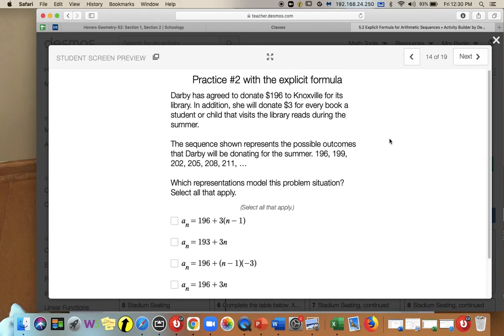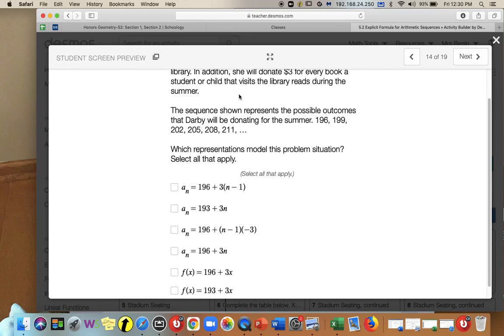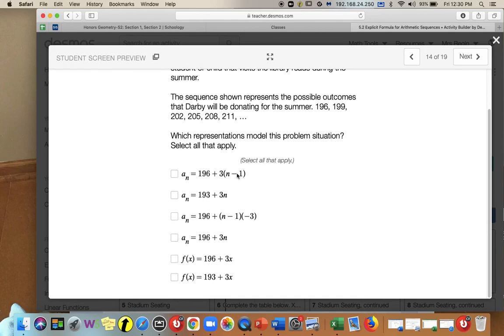Okay, practice 2. Darby has agreed to donate $196 to Knoxville for its library. In addition, she will donate $3 for every book that a student or child that visits the library reads during the summer. The sequence shown represents the possible outcomes. So she starts with 196. A kid reads a book, she donates $3 more. A kid reads a book, she donates $3 more, and so on. So which one of these representations work? Again, the starting value is 196, and we're adding $3 every time, so this one would work. This is multiplying by -3, that wouldn't work.